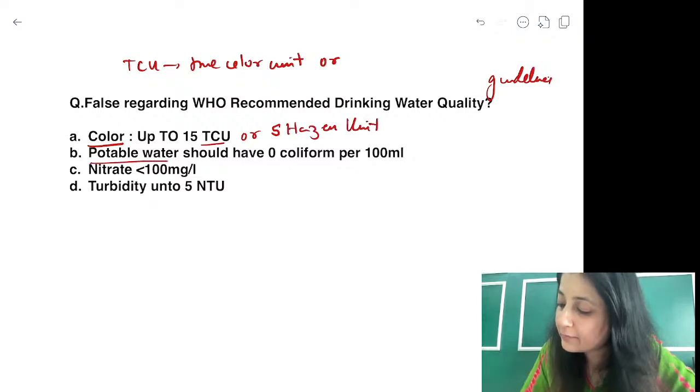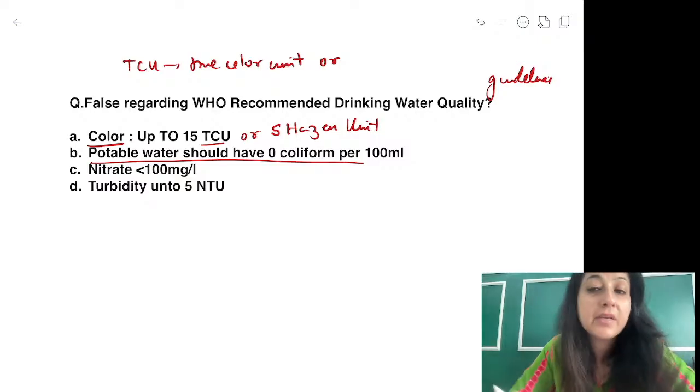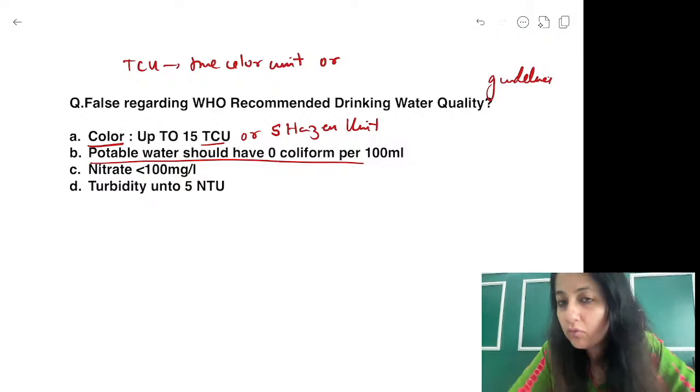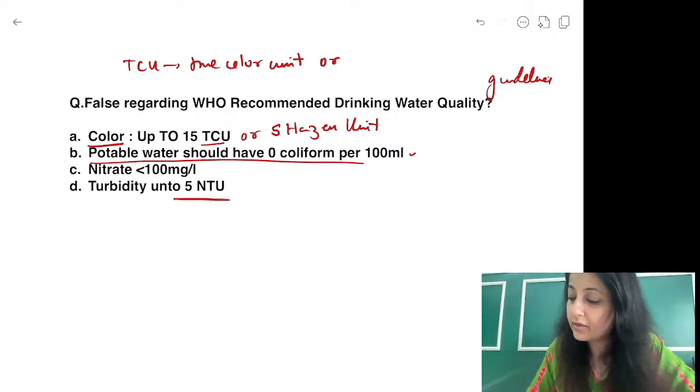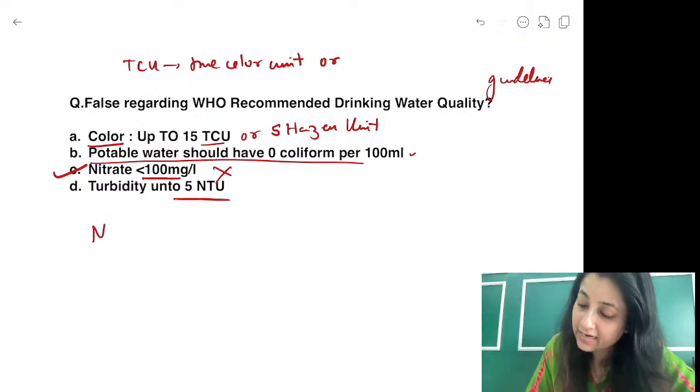This again is an MCQ. Potable water. What is the meaning of potable water? 0 coliform per 100 ml of water. So this is also true. Turbidity up to 5 NTU is okay. Nitrate not less than 100. This is wrong. What is nitrate, guys? If you have nitrate, it should be less than 50.